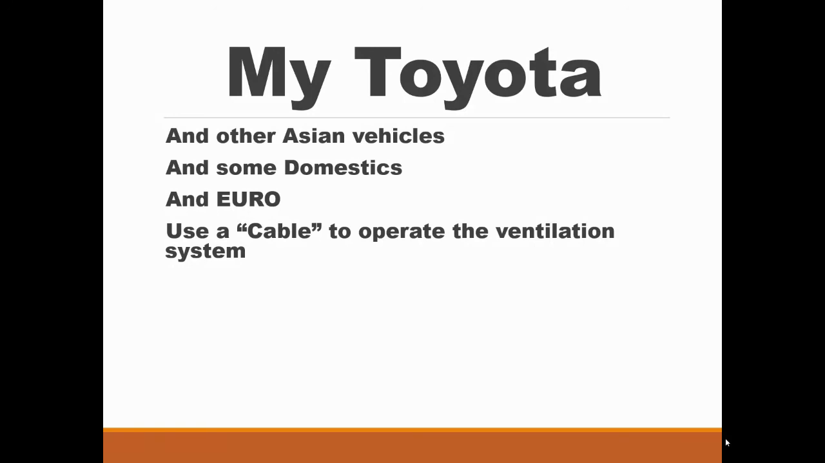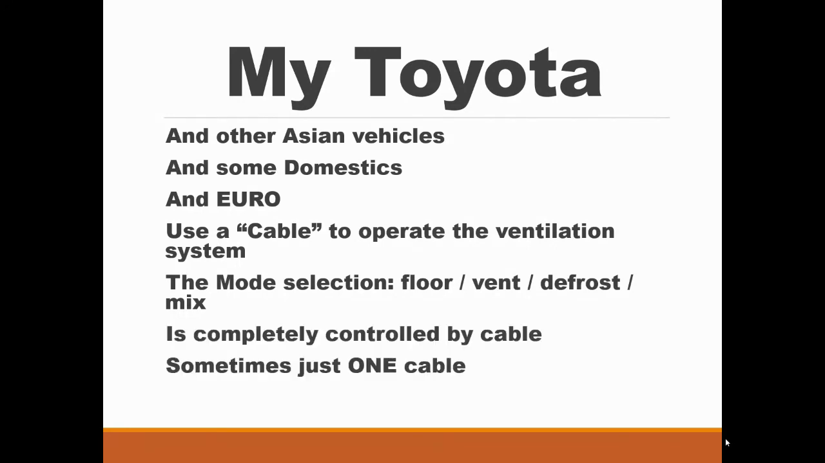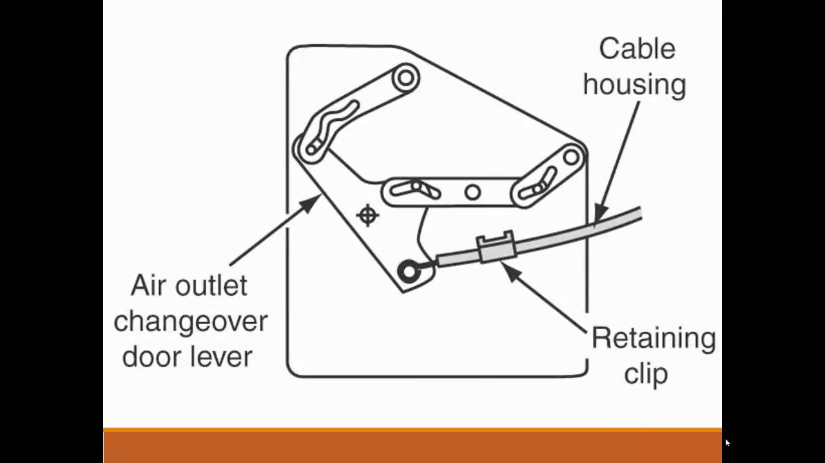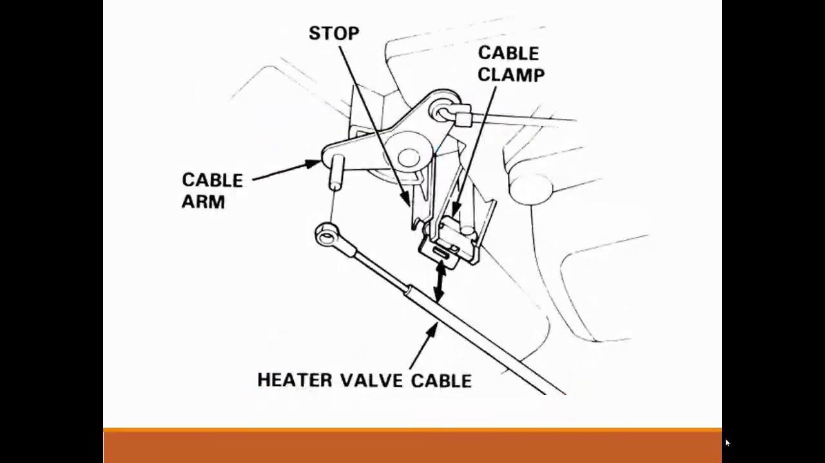We're talking about a cable-operated ventilation system. Some of it, all of it, it is cable-operated. Sometimes one, sometimes two. The doors, in the very beginning, 100 years ago, yes, the doors were cable-operated. Some motor companies still use that. And if I understand correctly, yes, this is making a comeback. Instead of the electrical ones, I know some of the GMs are starting to use cable.